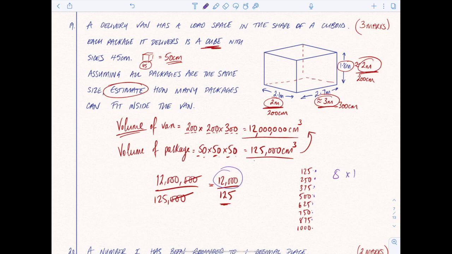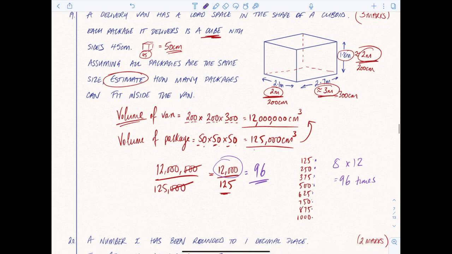So I times that by 12, which is 96 times. Okay, so 12,000 divided by 125 is 96. So therefore, you could say your estimation, your approximate how many packages could be fit in would be near 96. So there'll be a range that would be allowed, but 96 is what you get from doing the working out that I've done.